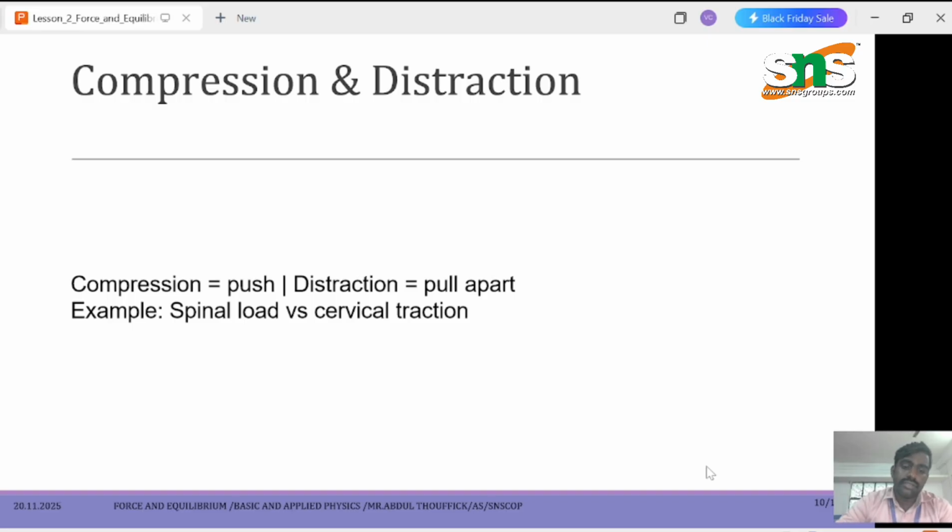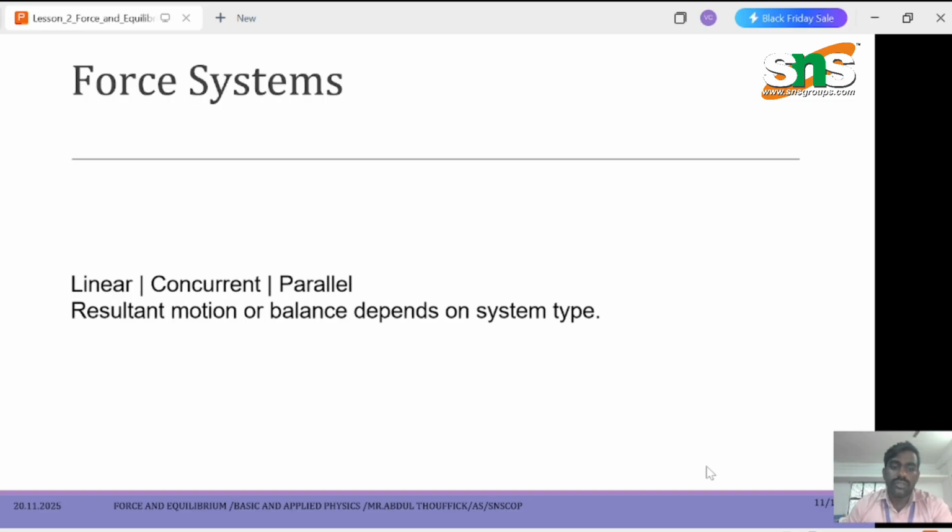So, force systems: linear force, concurrent force, and parallel force. These are the three types of force. Linear force: forces in the same line. Concurrent force: forces meeting at one point. Parallel force: forces acting in the same direction but not along the same line. The type of system determines the movement and balance outcome.